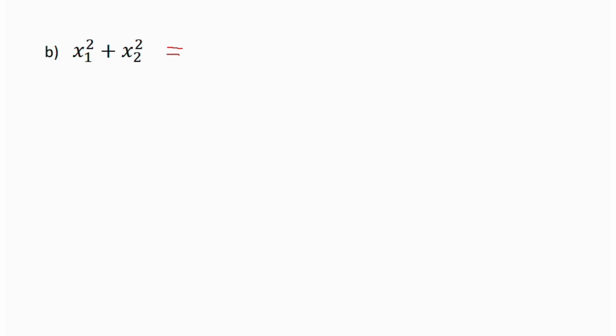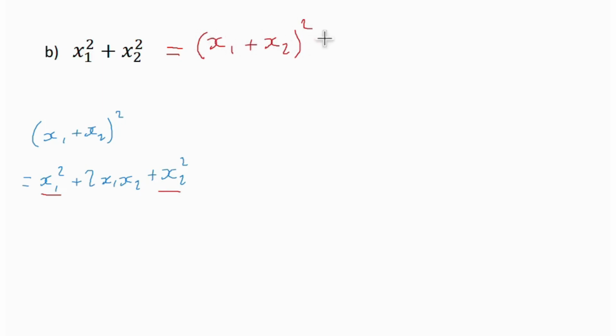What we're actually going to do is rely on the fact that (x1 + x2)² is equal to x1² + 2x1x2 + x2². This is similar to what we have, it just has an extra term. What that means is that x1² + x2², the bits that we have, is equal to (x1 + x2)² minus 2 lots of x1x2.